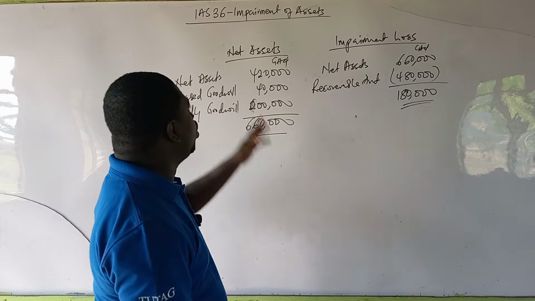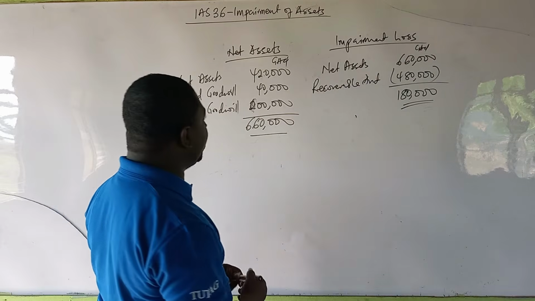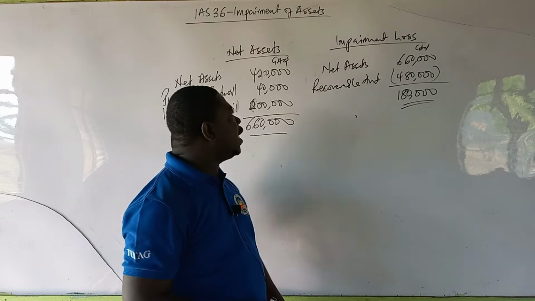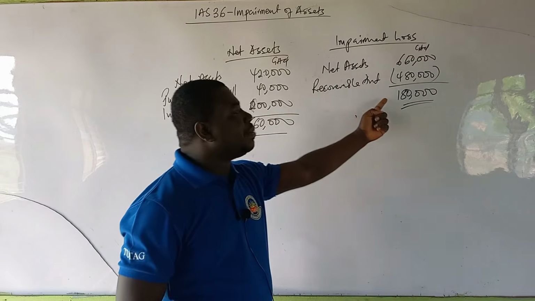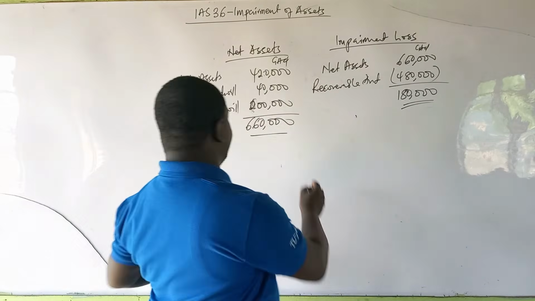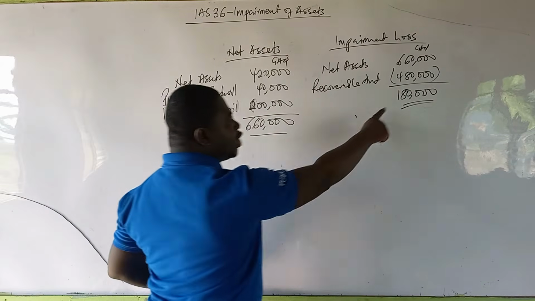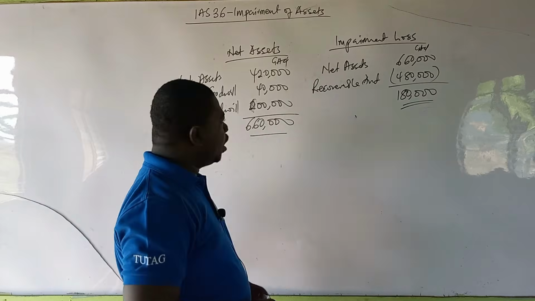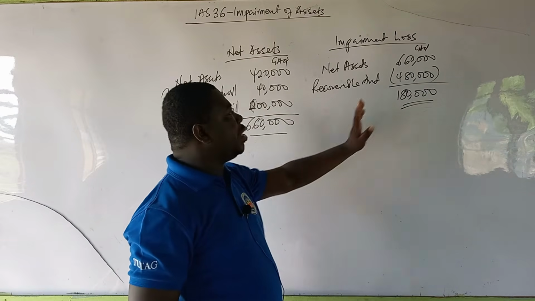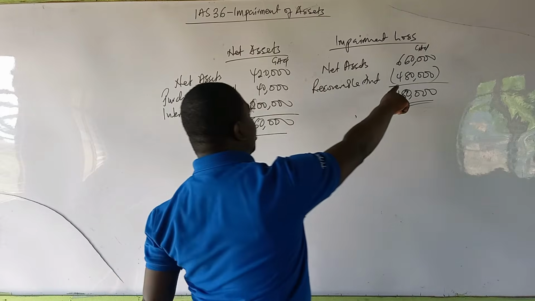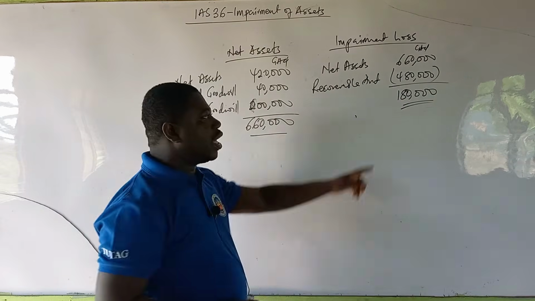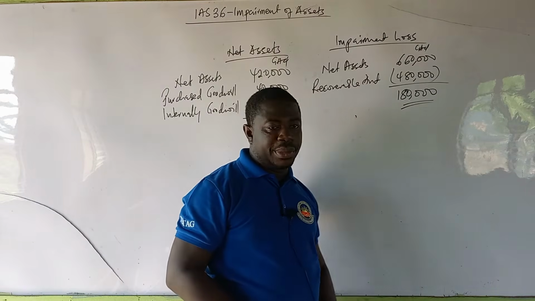All right, so to show how it will be allocated, this loss of 180,000, I've explained to you earlier that impairment loss will reduce the value of the assets, and the value of the net assets is 660,000. When it's reduced by impairment, we are going to have the recoverable amount. It means that the value of the net asset should be equal to the recoverable amount after subtracting the impairment loss.